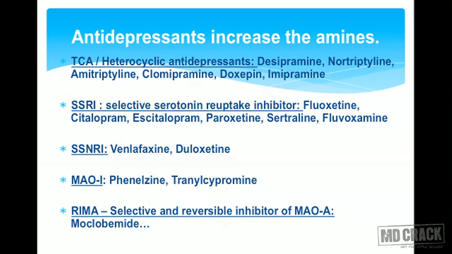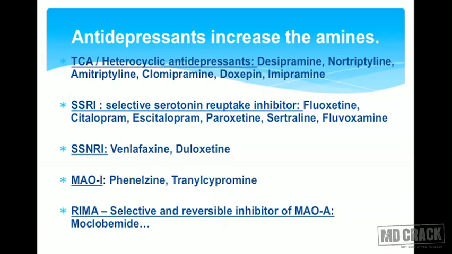As you see on the slide, the first group is tricyclic or heterocyclic antidepressant drugs like desipramine, nortriptyline, amitriptyline, clomipramine, doxepin, and imipramine. So there are pramines and triptylines in the TCAs. The next important group is SSRIs, selective serotonin reuptake inhibitors. As you know, serotonin is an important neurotransmitter involved in depression. So you have zetins and prams in this group: fluoxetine, paroxetine, citalopram and escitalopram, and two more, sertraline and fluvoxamine.